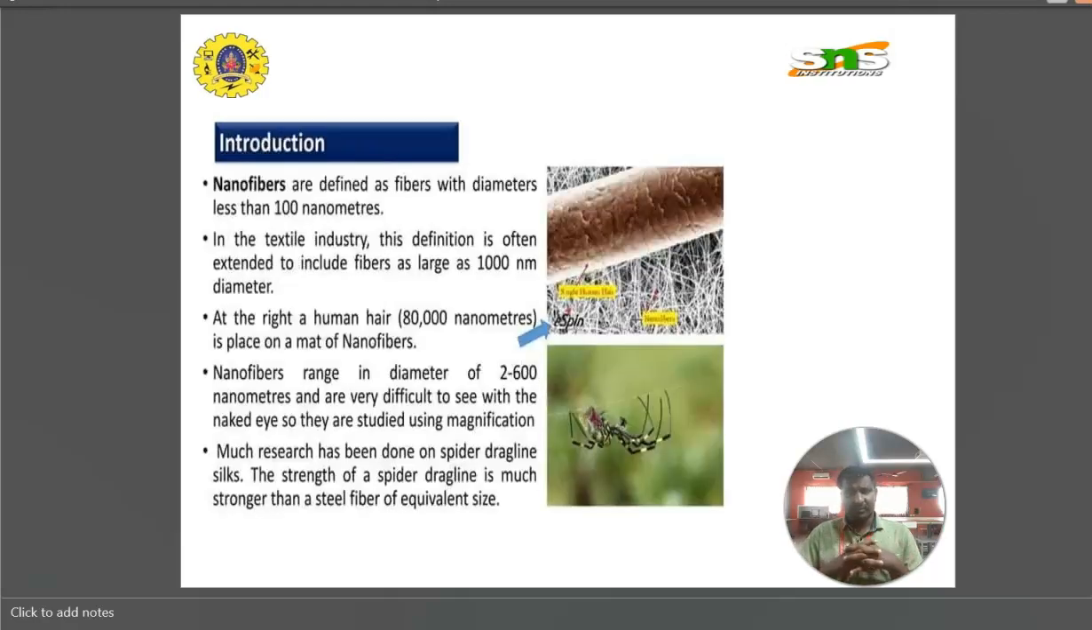What are nanofibers? Nanofibers are defined as fibers having diameters of less than 100 nanometers. The fibers which possess diameters larger than 100 nanometers are called microfibers. For example, human hair is considered a microfiber because it has a diameter of about 80,000 nanometers.